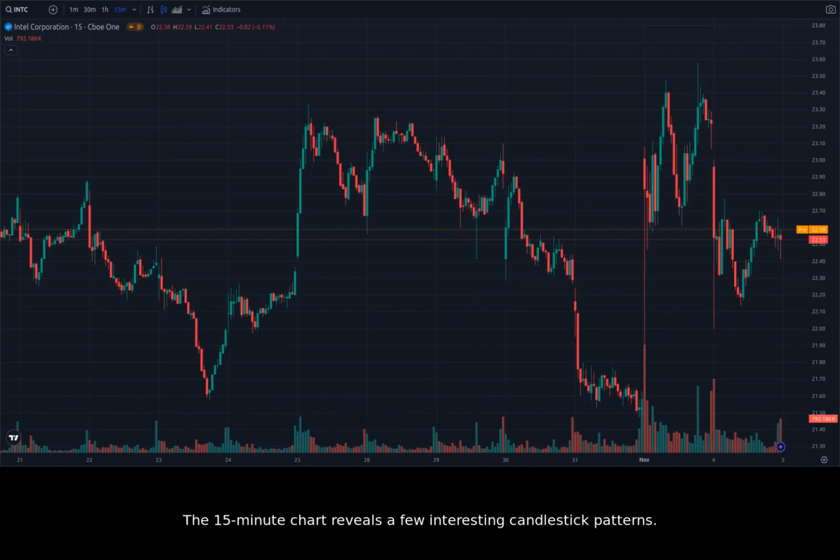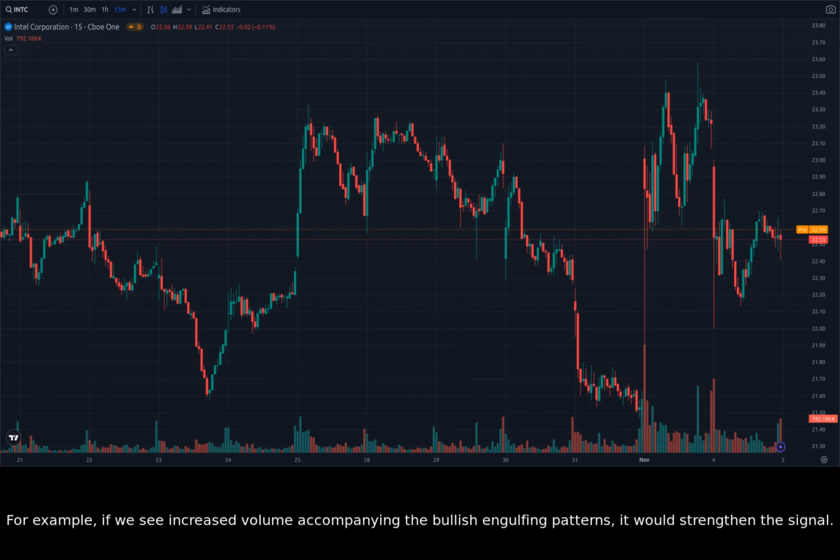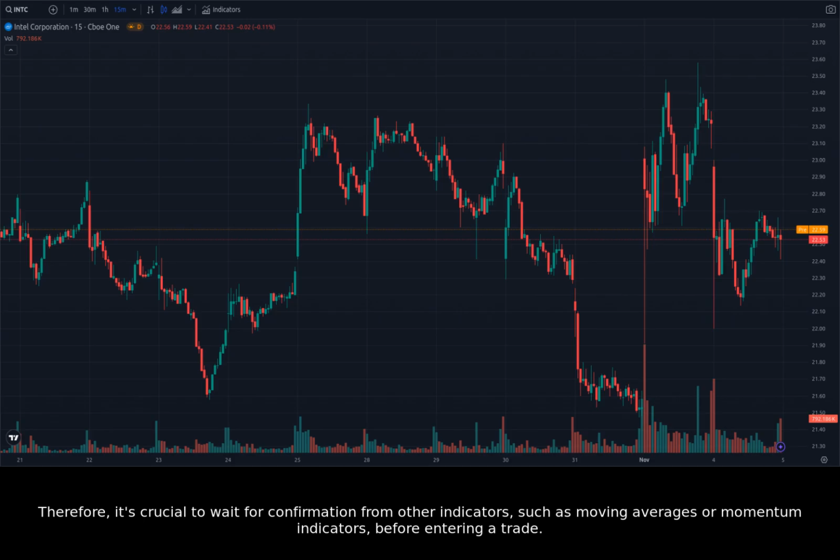The 15-minute chart reveals a few interesting candlestick patterns. We can see a few bullish engulfing patterns, which could indicate a short-term reversal. However, it's important to watch for confirmation from other indicators before entering a trade. For example, if we see increased volume accompanying the bullish engulfing patterns, it would strengthen the signal. Conversely, if the volume remains low, it could indicate that the move is not sustainable. Therefore, it's crucial to wait for confirmation from other indicators, such as moving averages or momentum indicators, before entering a trade.